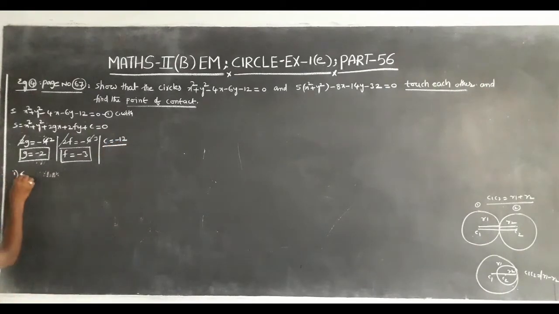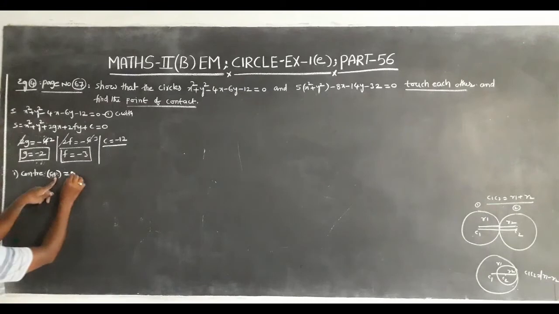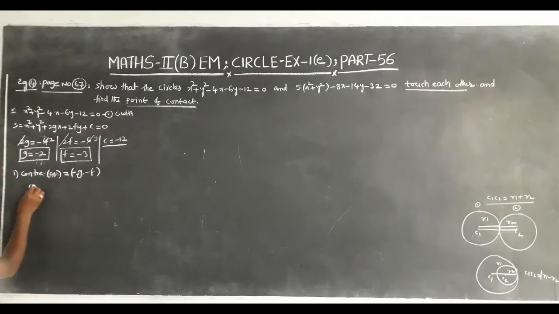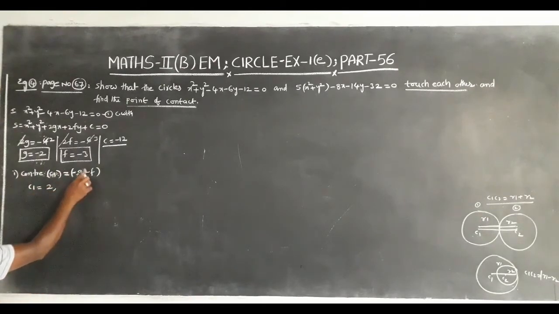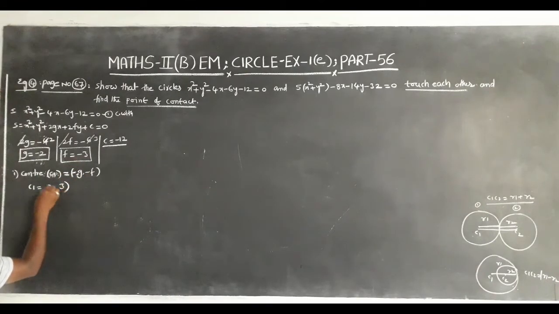Find the center of the first circle. First circle center C1 is equal to minus g comma minus f. G is equal to minus 2, minus into minus plus 2 comma minus f, f is equal to minus 3, minus into minus plus 3. Here C1 is equal to 2 comma 3.